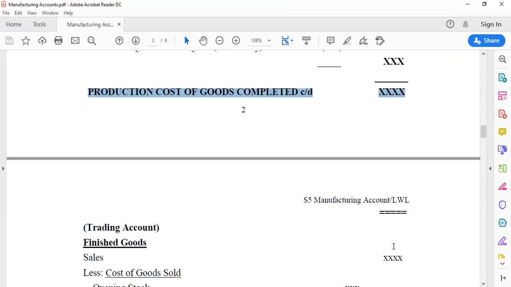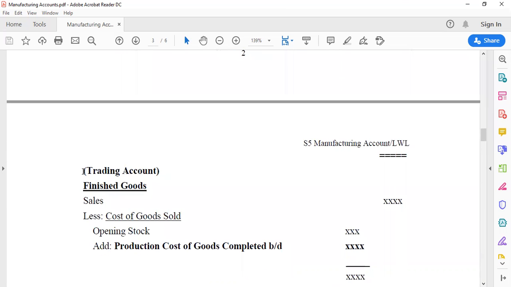Then we go down the same statement. We then now have the trading account. And the trading account is where we show the gross profit of the business. And the gross profit is equal to sales minus cost of sales. You remember that? From last semester.